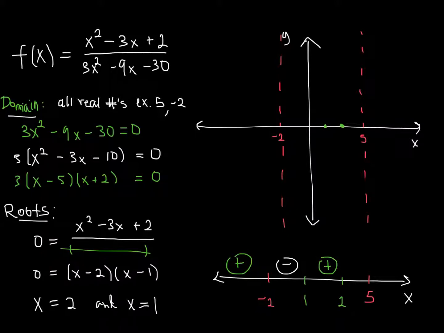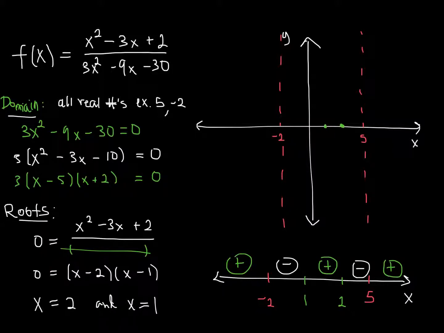Between 2 and 5, maybe pick a number like 3, and if you plug 3 into your function, you'll find that the value of your rational function is going to be negative. Past positive 5, and moving on towards positive infinity, so maybe using a value like 6, we find that our function is always going to be positive.